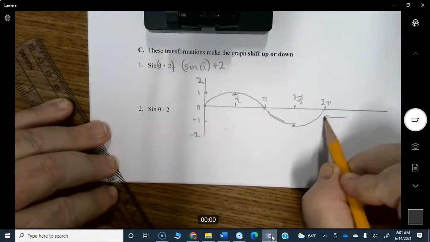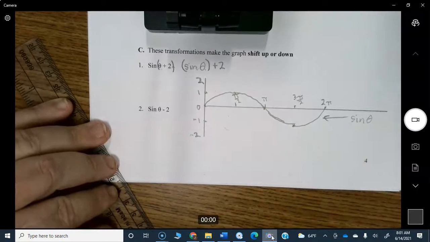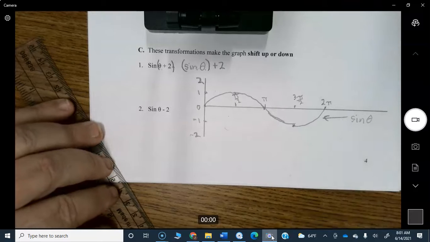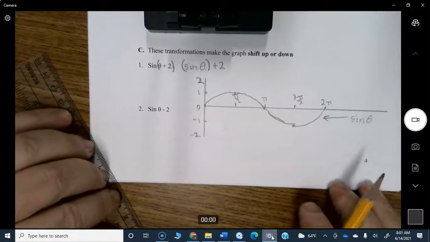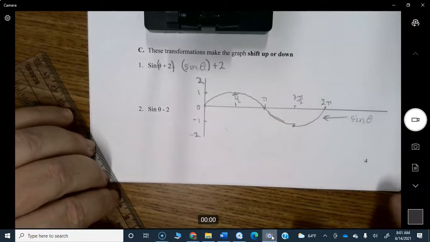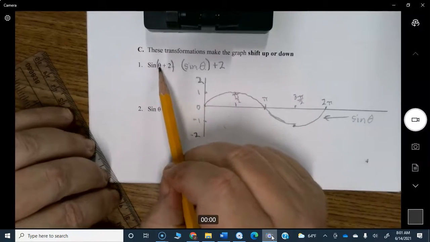Okay, so this is sine of x or theta. Again, it doesn't matter which variable you use. Theta is usually used for angles, and that way people know that you're talking about an angle. So that x could be a variable for anything. Okay, all right. Next is going to be sine of theta plus 2.